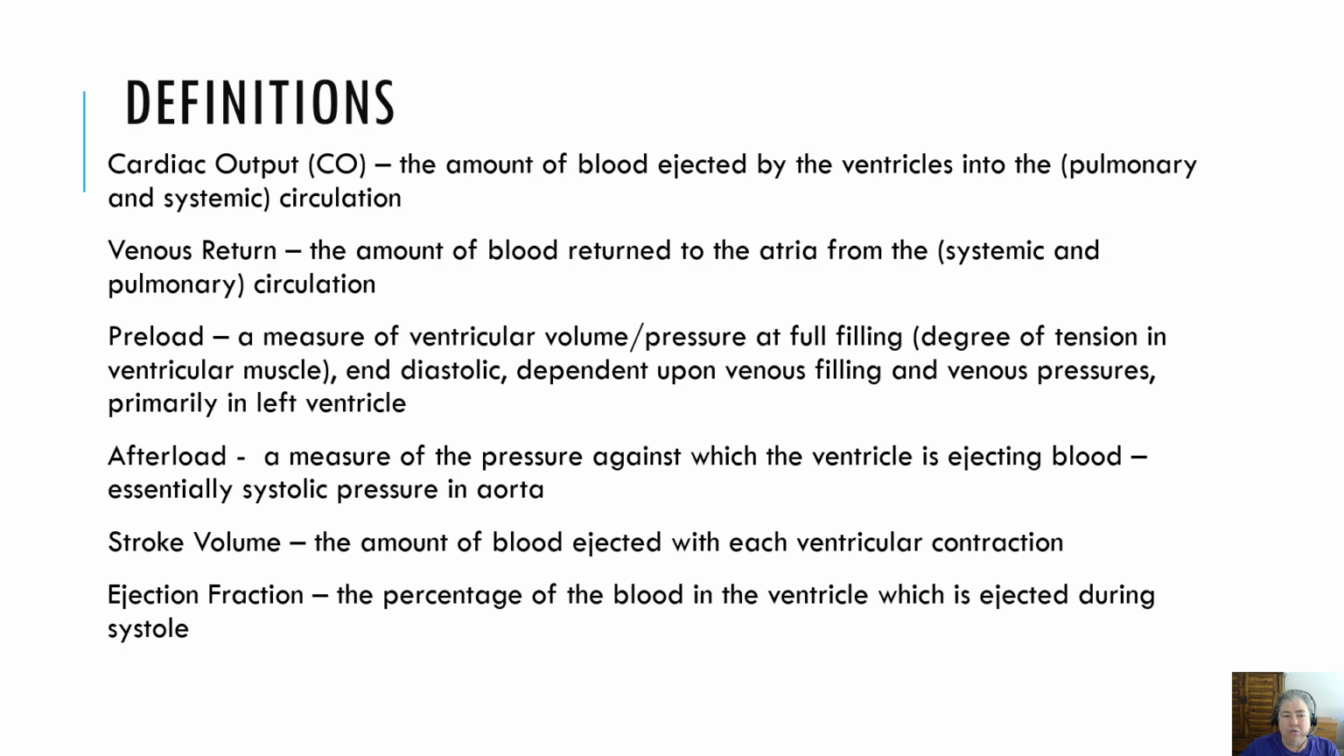There is something called stroke volume, and this again usually refers to the left ventricle, and it's the amount of blood ejected with each ventricular contraction. And there's a concept called ejection fraction, which is the percentage of the blood in the ventricle that's ejected during each systolic contraction of the ventricle. So when the ventricle contracts, it does not eject 100% of the blood in the ventricle. It may eject 70%, which is good. It may eject 20%, which is crappy. But that's the ejection fraction.